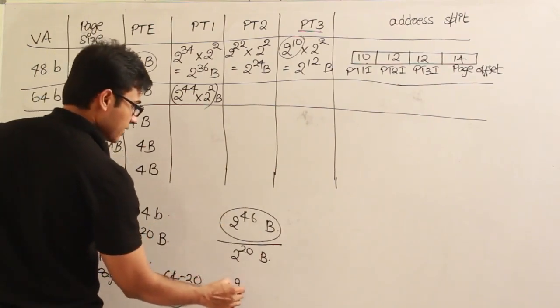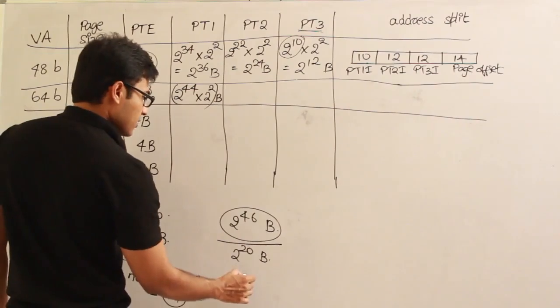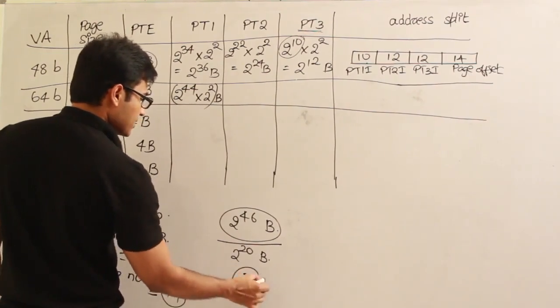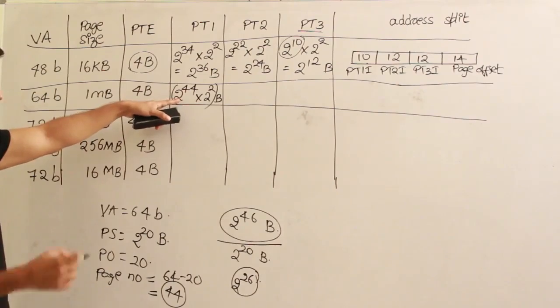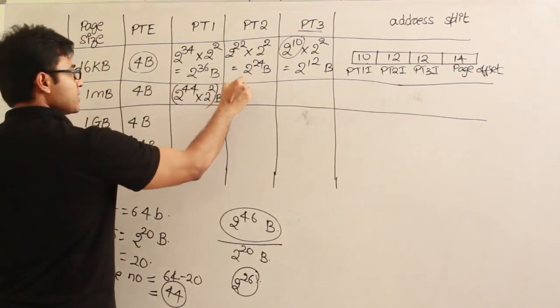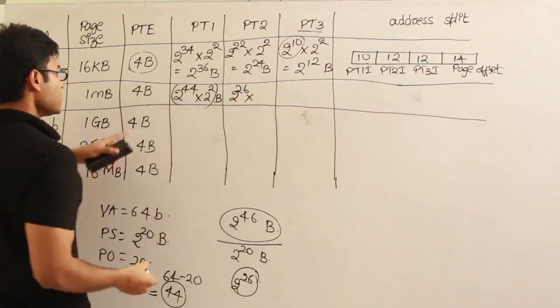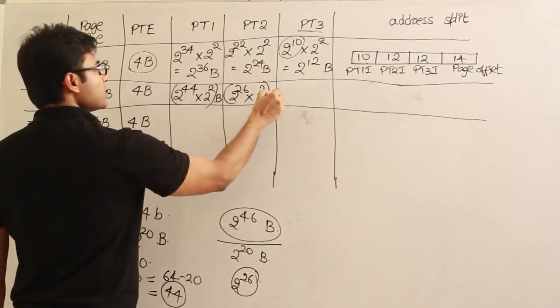The number of pages I get is 2 power 26. 2 power 26 pages I get. If I get 2 power 26 pages in this page table, then how many entries will be there in the next level page table? 2 power 26 entries will be there. And what is the size of each entry? 4 bytes. Therefore, it is 2 power 26 into 2 power 2 bytes.